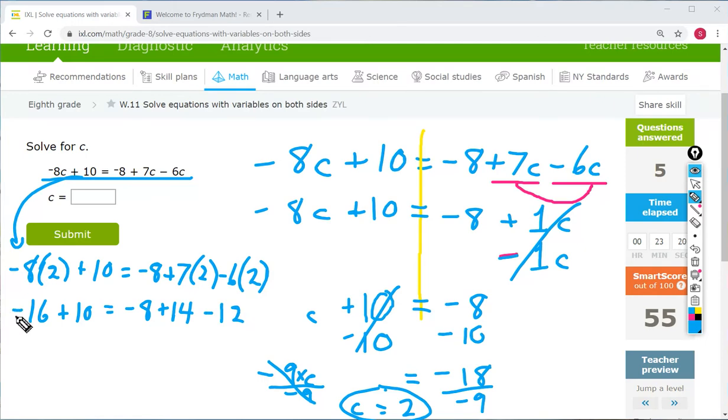This is going to give me different symbols, subtract, and take the symbol of the larger number. Equals -8 plus 14. Different symbols, subtract. 14 minus 8 is 6. And take the symbol of the larger number. That's a plus. 14 is bigger than 8, so +6 minus 12. And now 6 minus 12 is -6. So I get a -6 on this side equals -6 on this side, so that's good. So C equals 2 is correct.